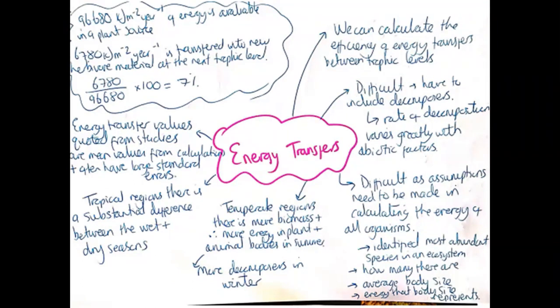We've looked at that previously when we were talking about our food chains, and we said, you know, around about 10%-ish, but there is some variability in it. Calculating these is difficult for a whole host of reasons. The first of which is that you have to include decomposers.